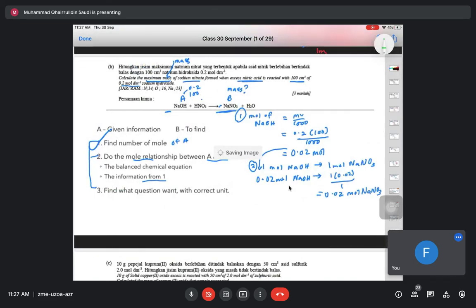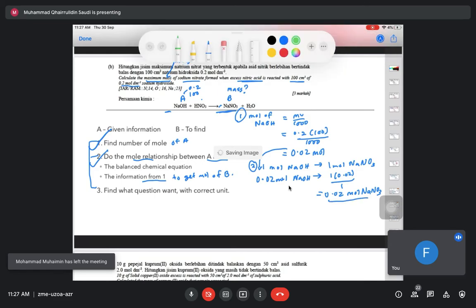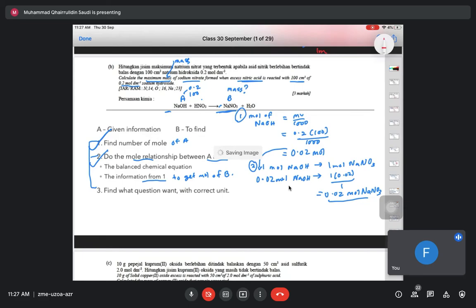To get mole of B. Then, number 2 pun dah buat. Dah dapat dah mole of B. Kemudian, kita tengok pula 3. Find what the question wants. The question want mass. So, kita guna formula mole equal to mass over molar mass. So how do we find mass? Mole times molar mass. So 0.02 times molar mass of NaNO3.